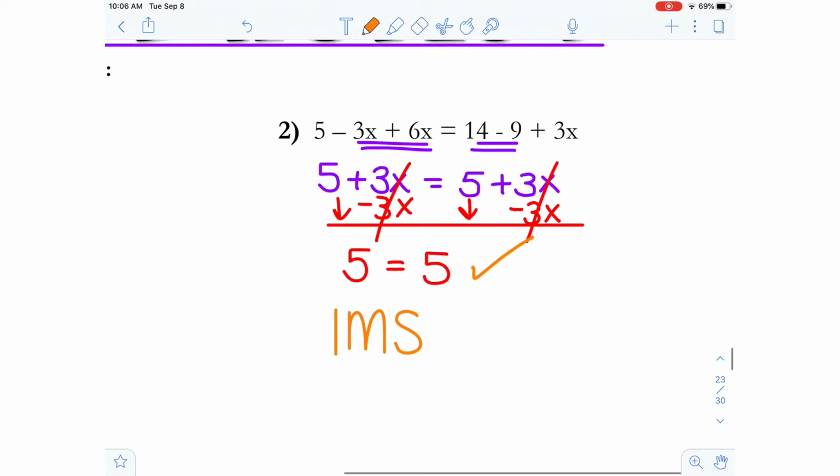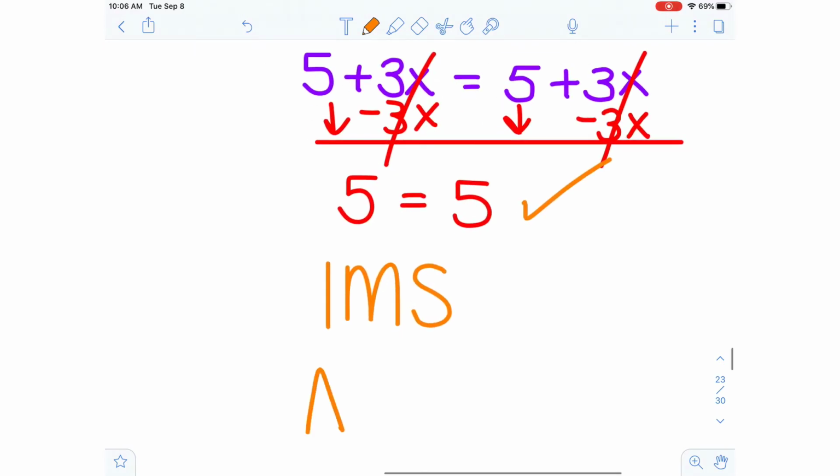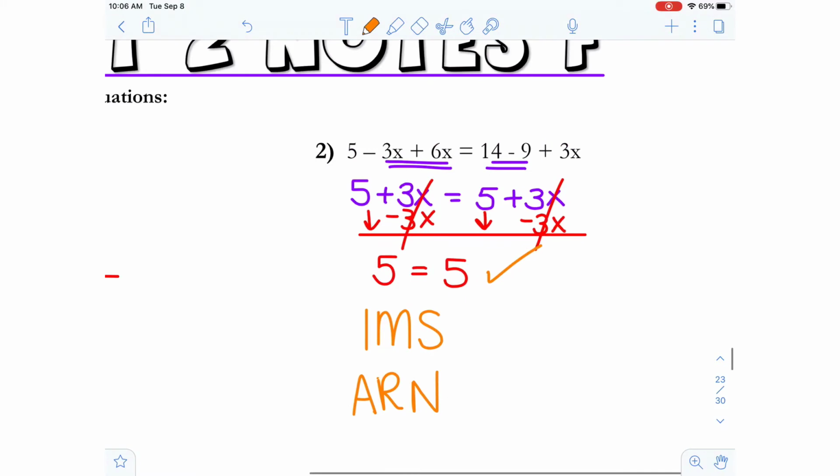Another way to say it is all real numbers. What this means is any number I plug in for x in the whole world will give me a true statement in the end, okay? Because the variables canceled out and I was left with a true statement.